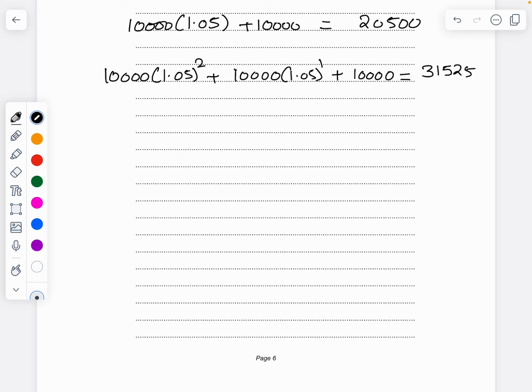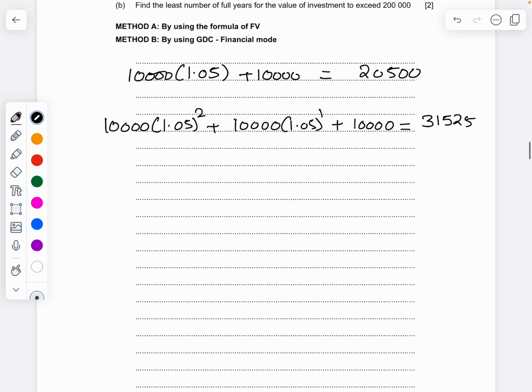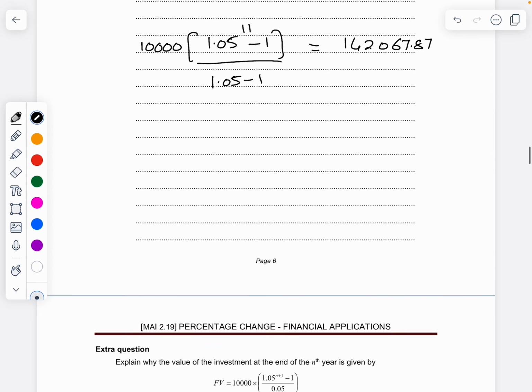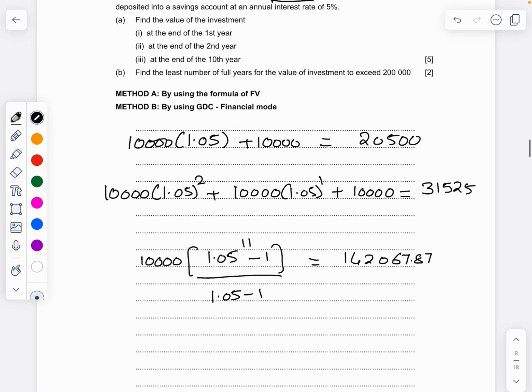So you can see that this forms a geometric progression. So in that case, what am I going to do? That 10,000 is my initial investment, then 1.05 is the common ratio, and 1.05 to the power of 11, you should take one extra, minus 1, divided by 1.05 minus 1, which is going to be 142,067.87. This is by the formula method. Now I will be using the GDC for part A.